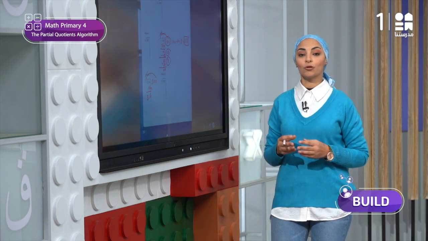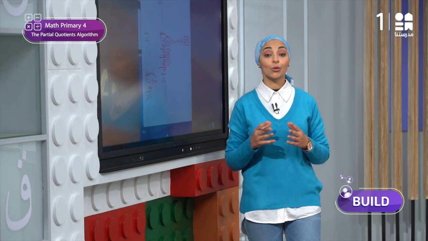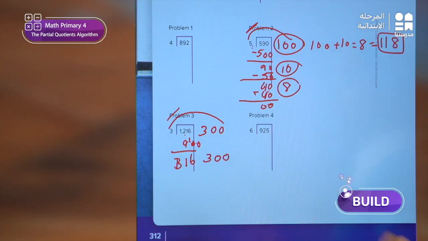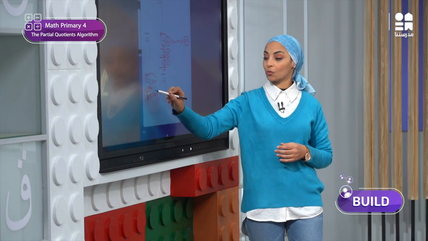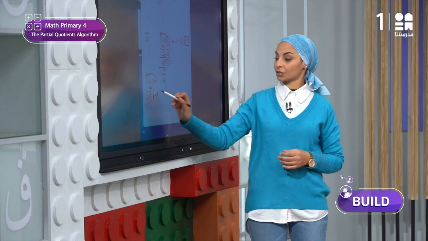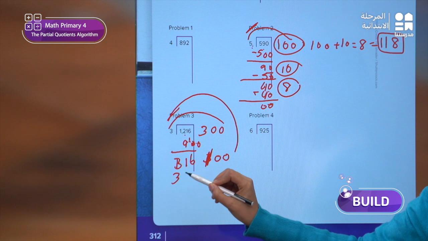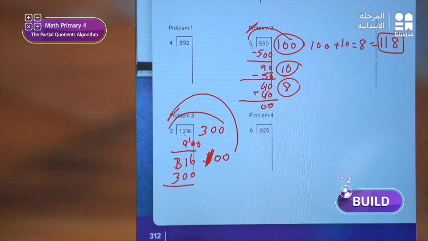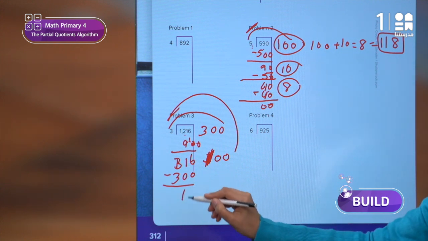Okay? Well, let's see. Now we can take 300, right? As the answer. Okay? Then what should I do? I will write the 100 as a part of the quotient. So I will write here 100. Then what should I do? And I will write 300 under the dividend, because 100 times 3 gives me 300. So I will write 300 here and 100 in the quotient. Then I will subtract 316 minus 300. The answer will be what? Yes, the answer will be 16.